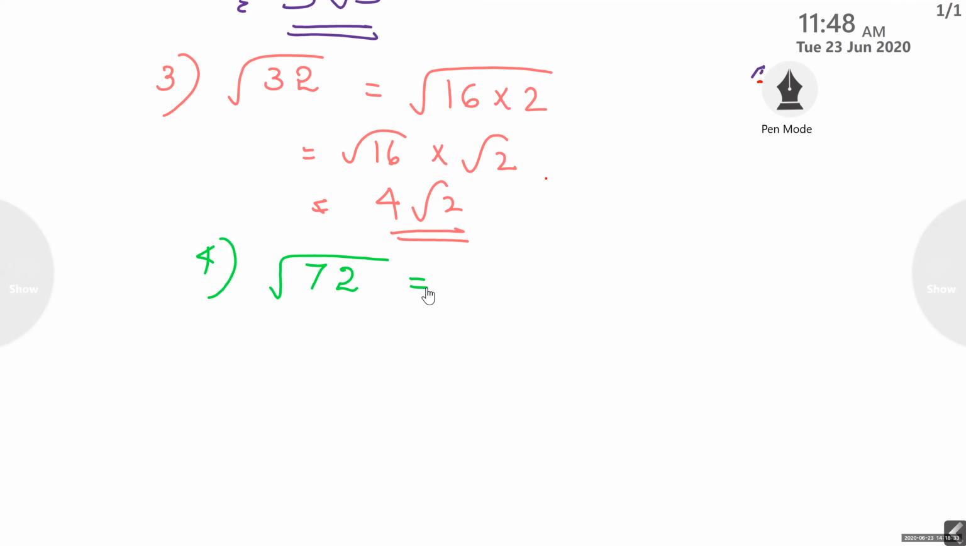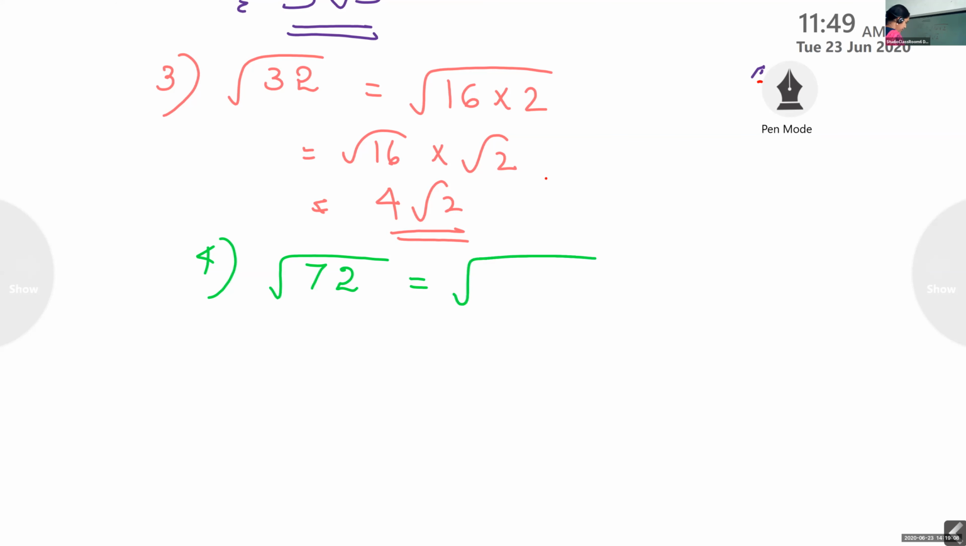9 into 8. When you select a perfect square, you make it the maximum, the big number, means large number. 36. Don't select the small one. 9 also you can do, but select the large square, so that you can simplify it more easily. 36. Very good.